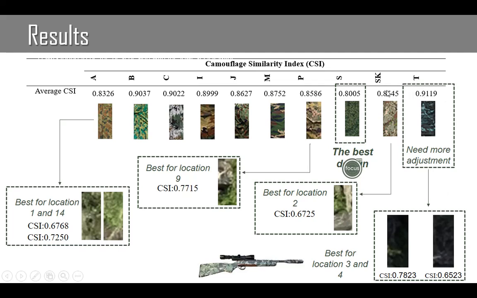And SK is good for location 2, and then P is good for location 9, and A is good for location 1 and also location 14. So, although this is the lowest, other designs are good in several different locations. So to make it fair, I run the statistical analysis. Is there a significant difference between each design?